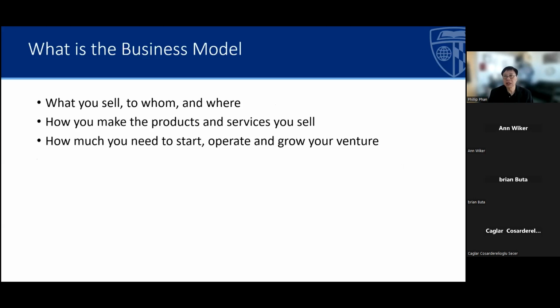All right, so very quickly, we start with some basic definitions of what a business model is.